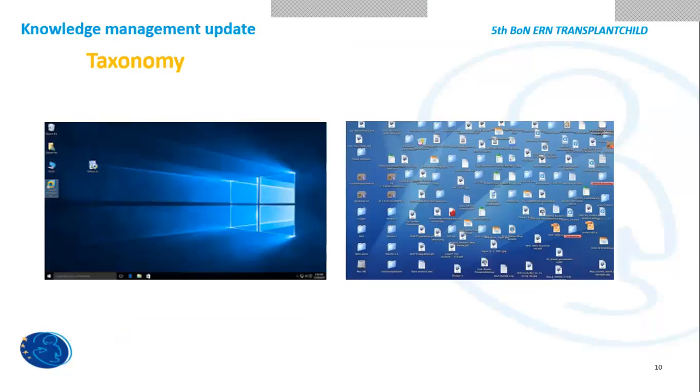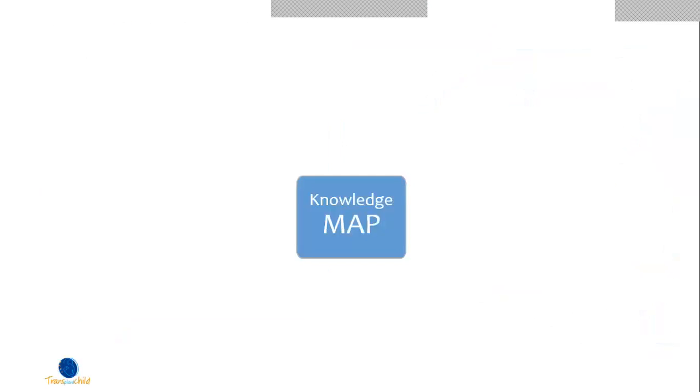You can see an example on the left side, a very organized and tiny screen, and on the right side, a very chaotic one. And this is okay. Both of them are equally good when this is for personal use. But a taxonomy is to be used by everyone in the ERN, so we need to agree on which of the formats we want our knowledge to be organized.